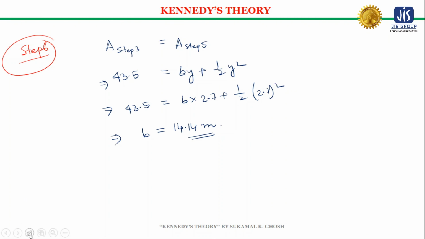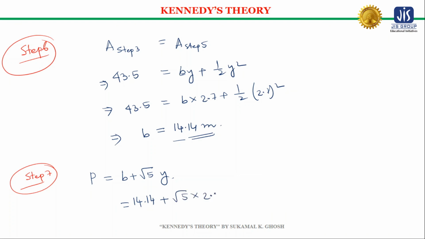Now we need to perform our step 7. In step 7 we need to calculate the perimeter. We have derived an expression for the wetted perimeter of the section in the previous 2 assumptions, and that was P equal to b plus root over 5 into y. If you put the value of b here, you will have 14.14 plus root over 5 into 2.7. If you solve it, you will have the value of P as 20.40 meter. So now we have the value of P.